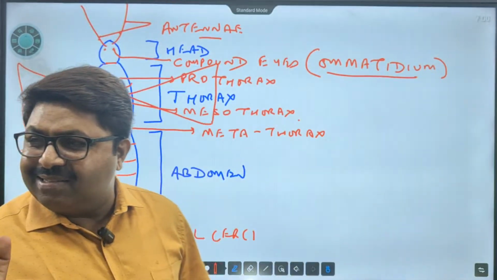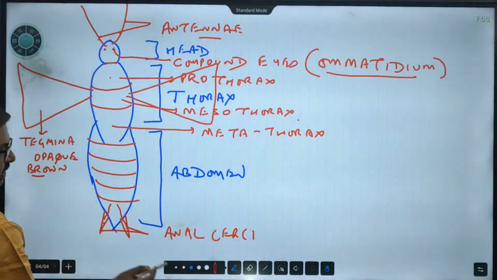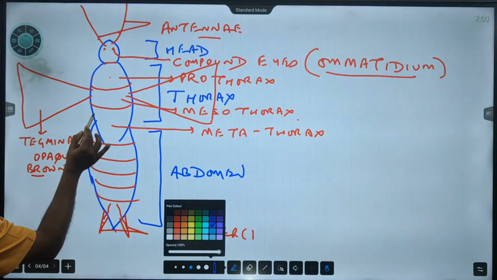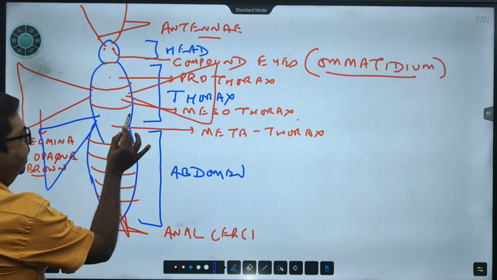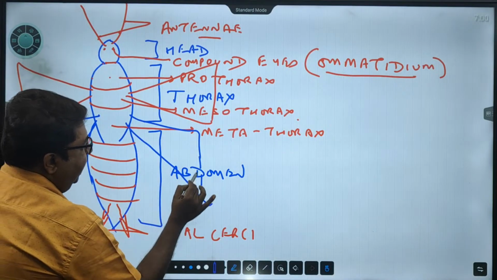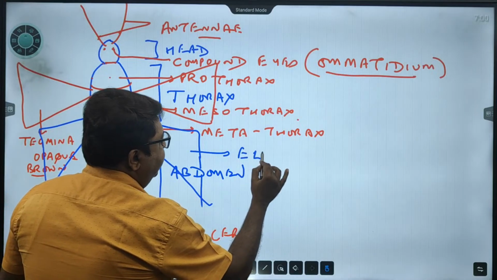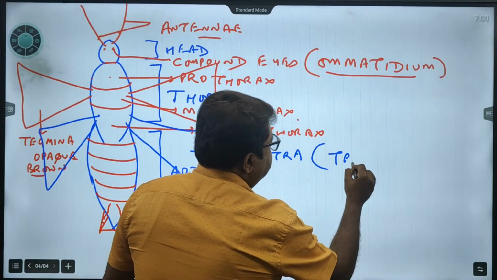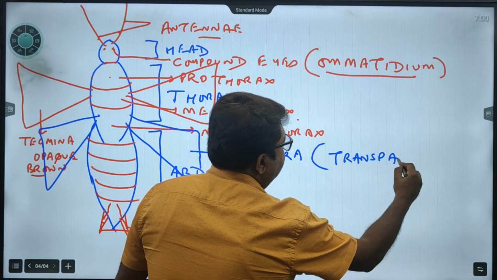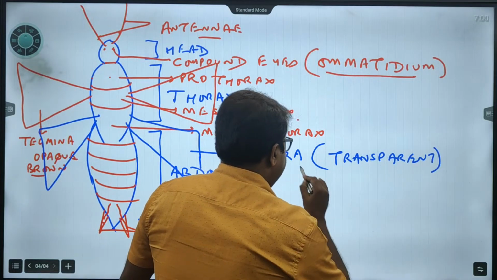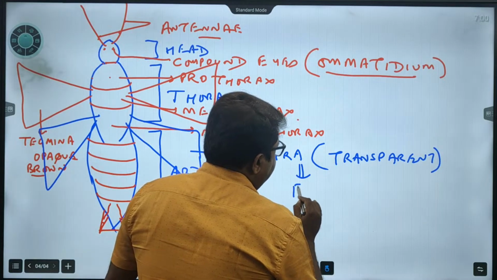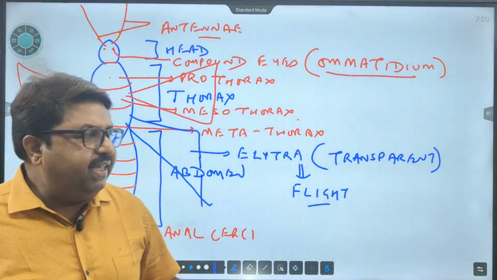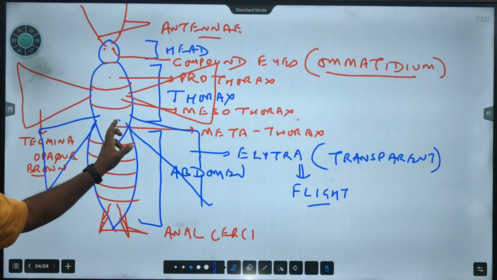So do you think these two pairs are going to help in flying? They are not flight feathers. So what are the flight feathers? The flying feathers are this. This is one pair and this is the other pair. And this pair is the flying feather and we call it elytra. And these elytra are transparent. And this transparent elytra helps in flight. And these two originate from the metathorax.